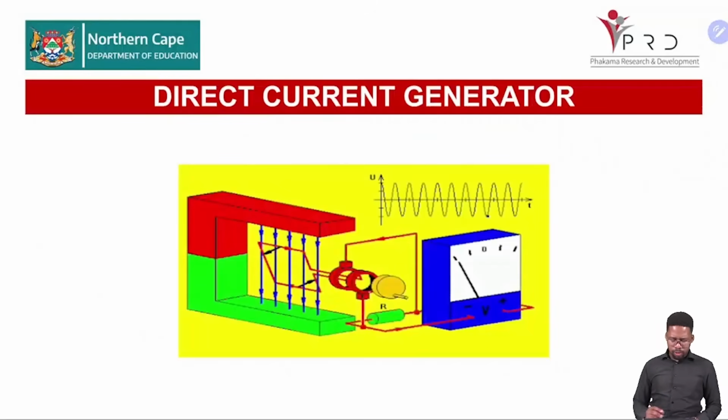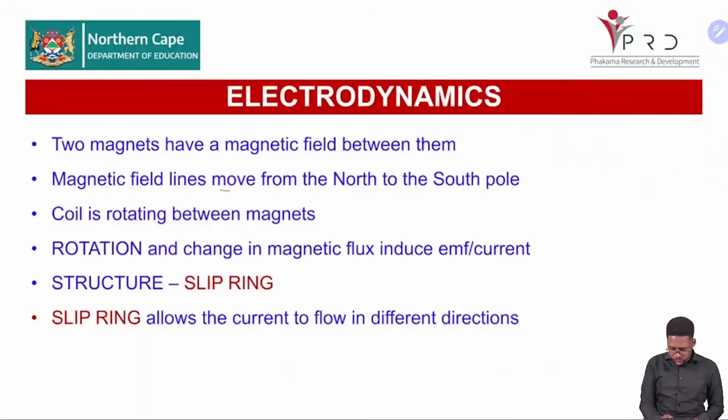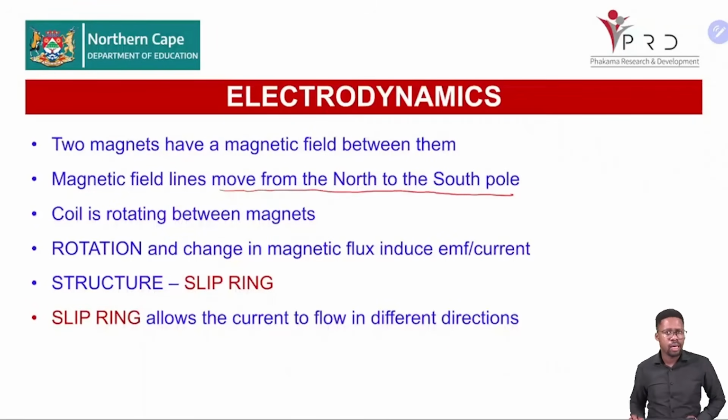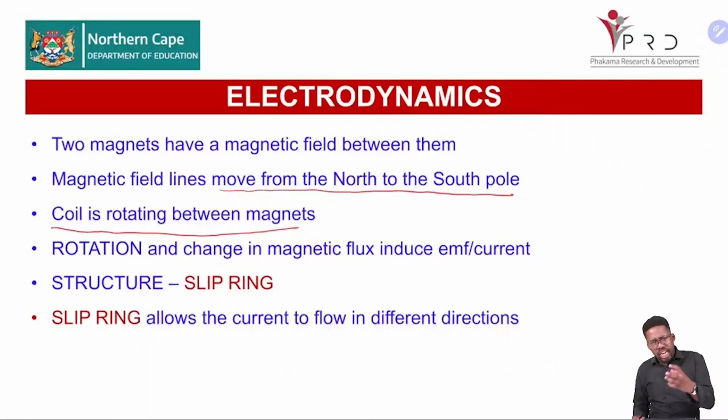A generator will have two magnets and have a magnetic field between them. The magnetic field lines move from north to south. It is very important because it serves as a clue in the exam. The magnetic field lines move from north pole to south pole. And then the coil will rotate between the magnets. This rotation will cause a change in magnetic flux. A change in magnetic flux will induce EMF. When we induce EMF, we'll induce current.